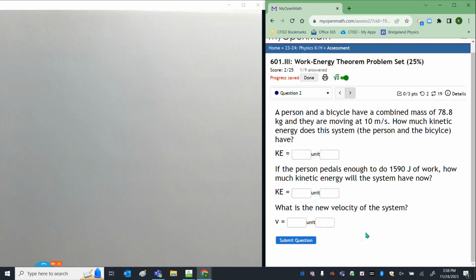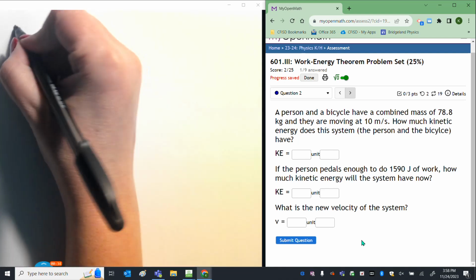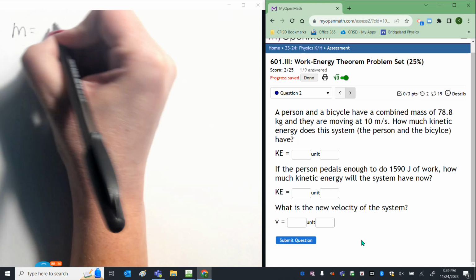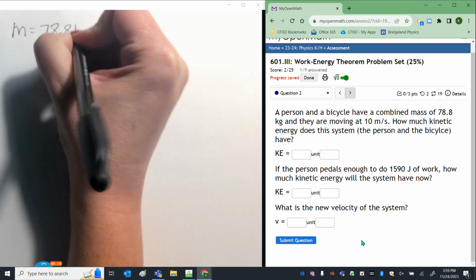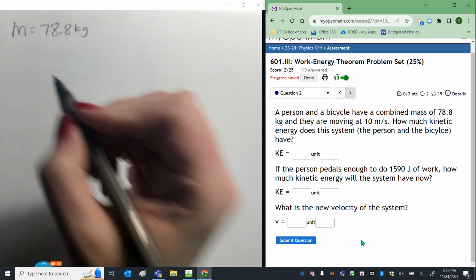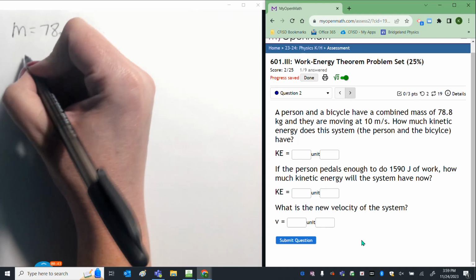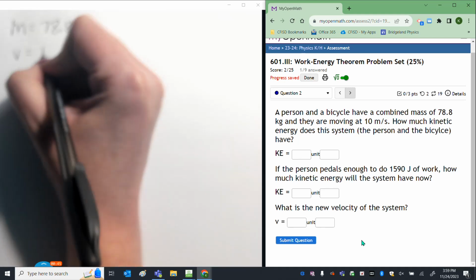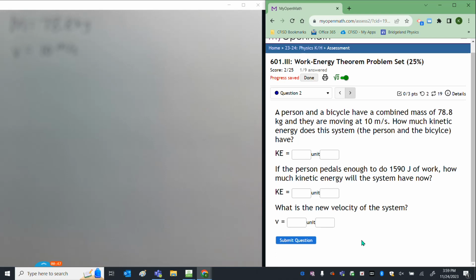Question 2. A person and a bicycle have a combined mass of 78.8 kilograms. Let's go ahead and start by labeling some things. So we have a mass of 78.8 kilograms, and they are moving 10 meters per second. So velocity, 10 meters per second. How much kinetic energy does the system have?